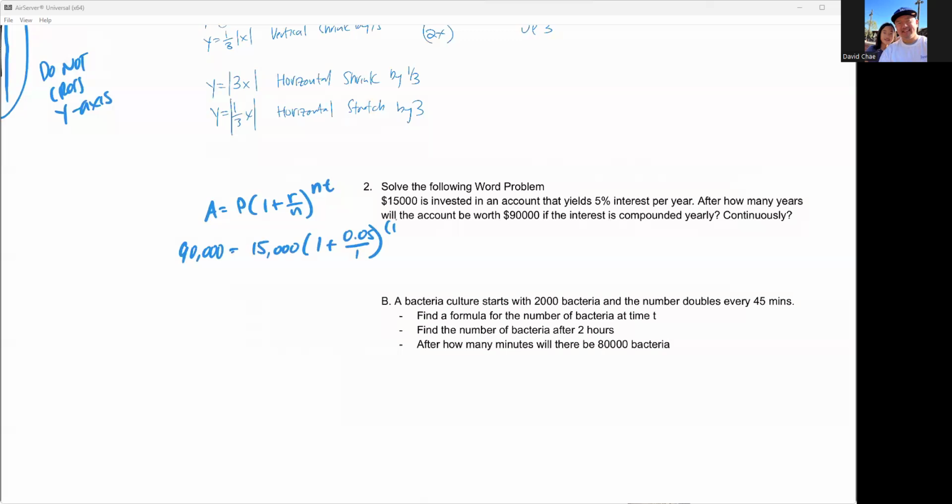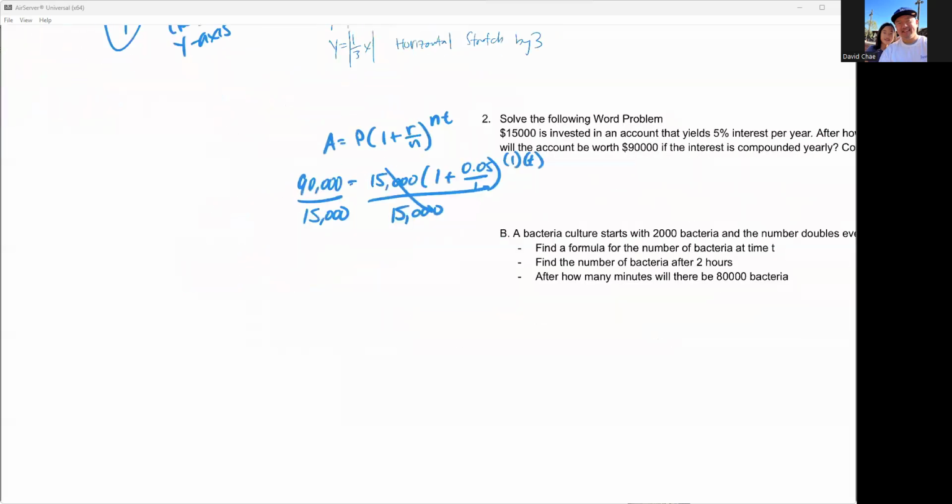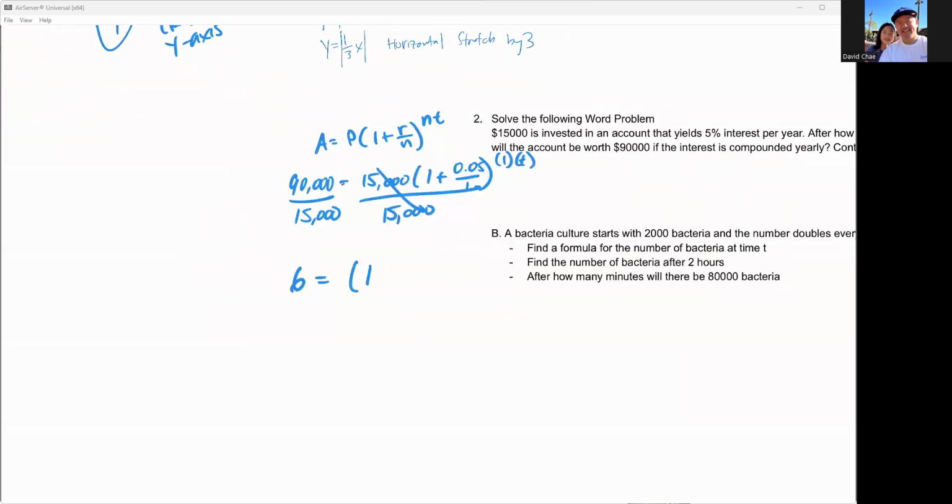There's a delay here on the screen. All right. So remember, logs are there when there's a variable in the exponent. So you divide both sides by 15,000. Cancel that out. That is 6 equals 1.05 to the t power. Did everybody get that? Okay.